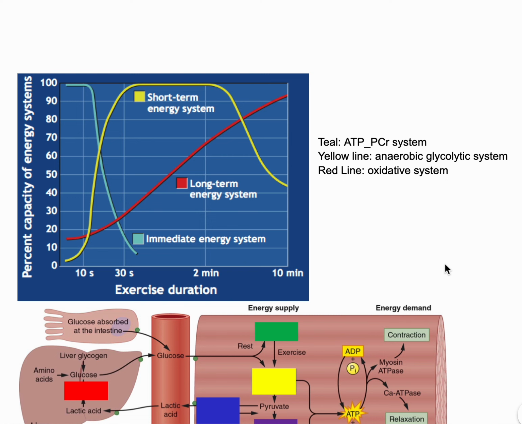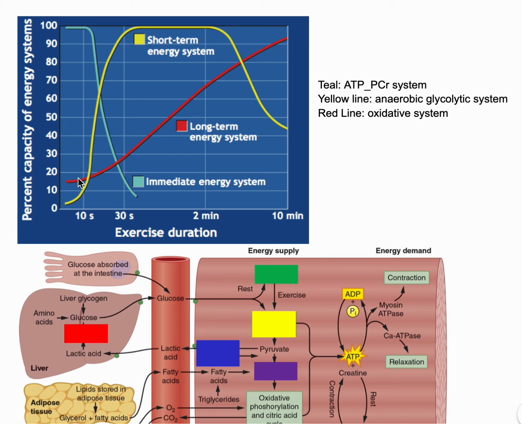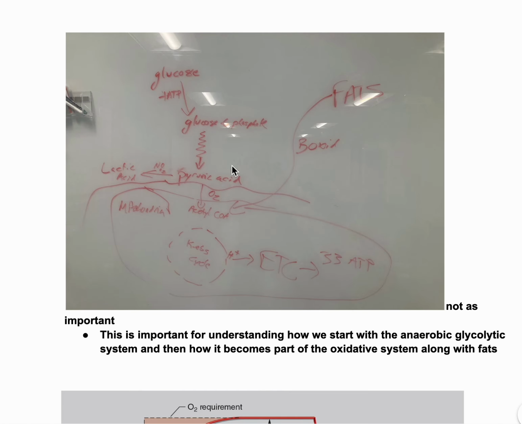So this long-term energy system is our oxidative system. It's both fats and carbs. The oxidative system plays into this anaerobic glycolytic system. It's really just an extension. We're performing this process at first, and then once our body gets the oxygen delivered to the cells, we can go on to the much more efficient entire process.